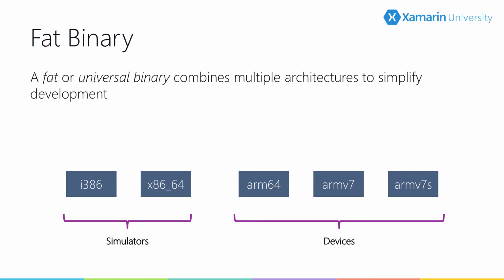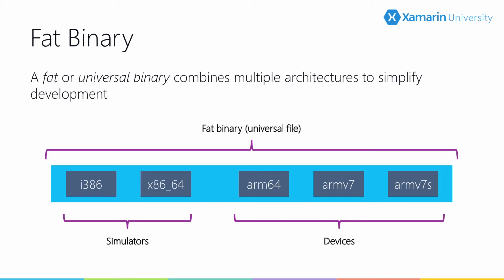And the question that comes up quite often is, what if I could somehow combine these two binaries into a single file? And the answer is yes, you can. Combining different architecture binaries or multiple instruction sets is possible by creating a fat binary, also known as a universal file. And there's specific tooling that will help us with the process.